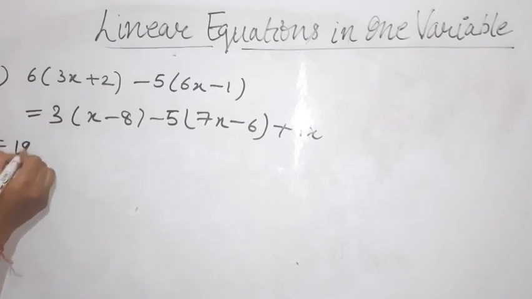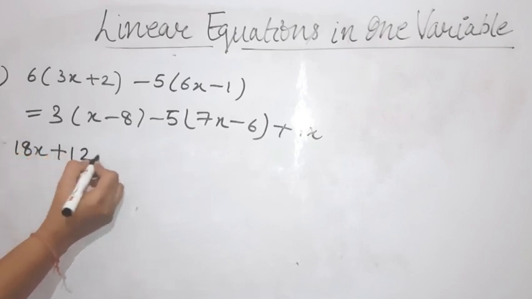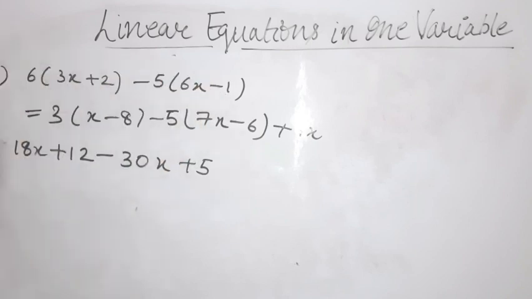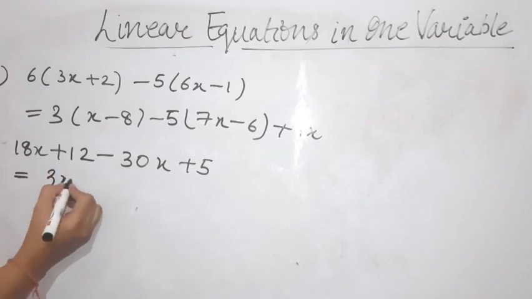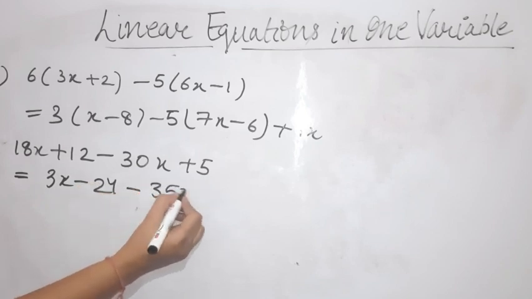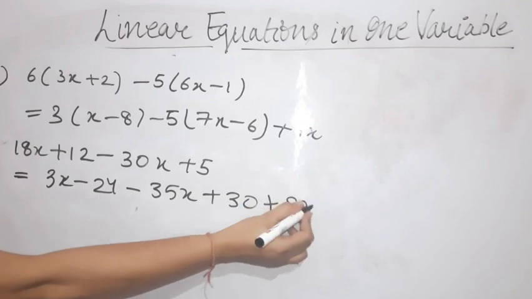6 3s are 18. So this is the left hand side: 18x plus 12 minus 30x plus 5, because 5 6s are 30, minus times minus is plus. This is the left hand side. Now equals to, this is the sign of equal, and then the right hand side: 3x minus 3 8s are 24 minus 5 7s are 35 minus times plus 5 6s are 30 plus 9x.